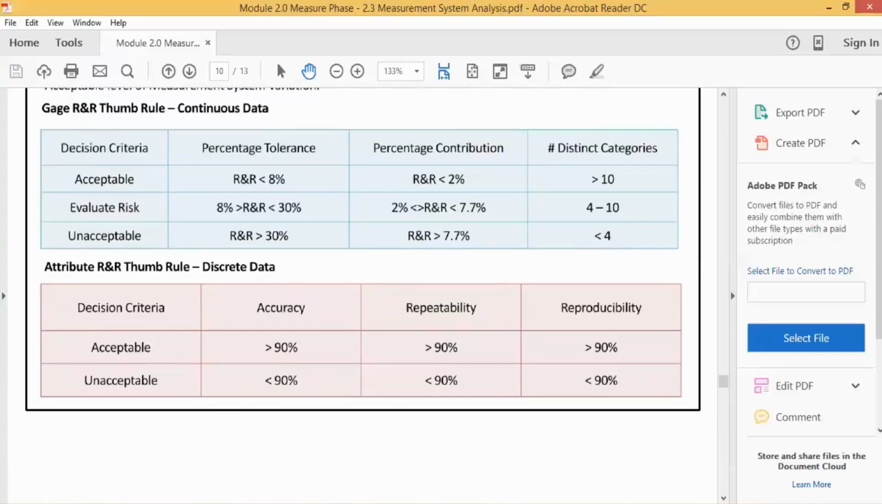See, when we go to the MSA in the Sigma XL software, you will understand it much better. This slide will not explain it in a better way. Sigma XL software is there, right? I'll show you there how gauge R&R is done, so it will be much clearer to you. Okay.